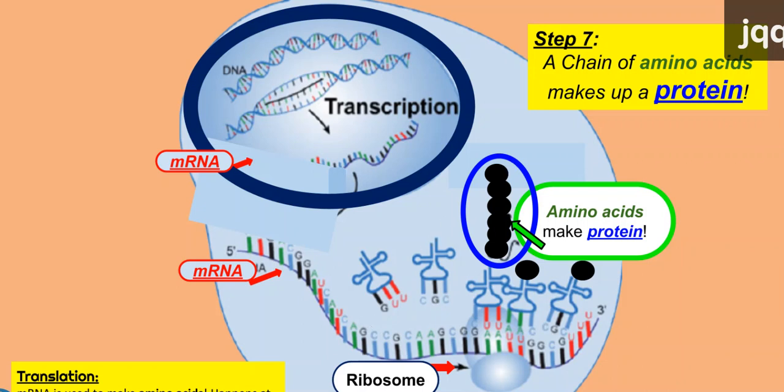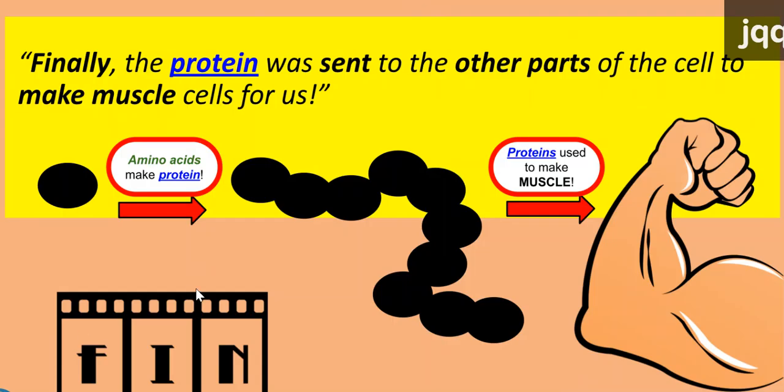The translator RNA will continue to translate until it reaches a stop codon, which tells it to stop translating. That's when the protein is complete. So, finally, the protein is sent to other parts of the body where it can be used to make muscles, build immune system, or grow your hair and nails.